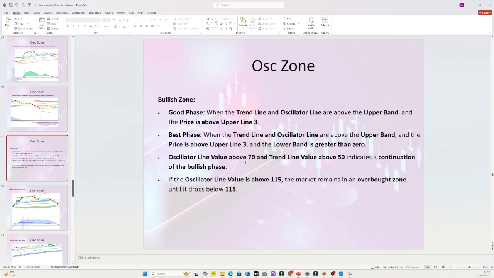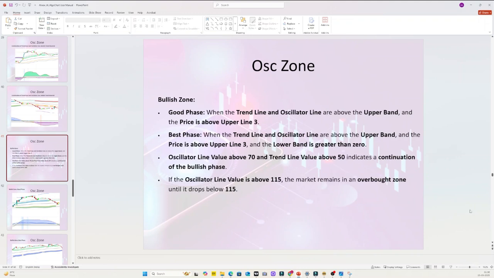Oscillator line value above 70 and trend line value above 50 indicates a continuation of the bullish phase. So many times you will find such a situation come, and then only you should think of remaining in the trade for a longer time. Otherwise, if it's not there, we should always prepare that there would be something like a spike which will go up and then fall down, and your stop loss might be triggered, or you just keep trailing your profit so you have the maximum profit.